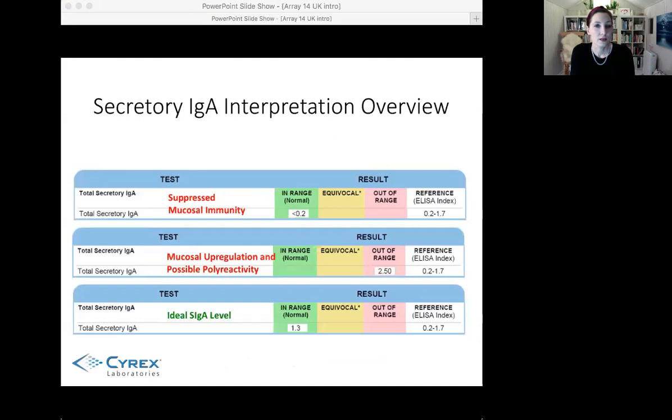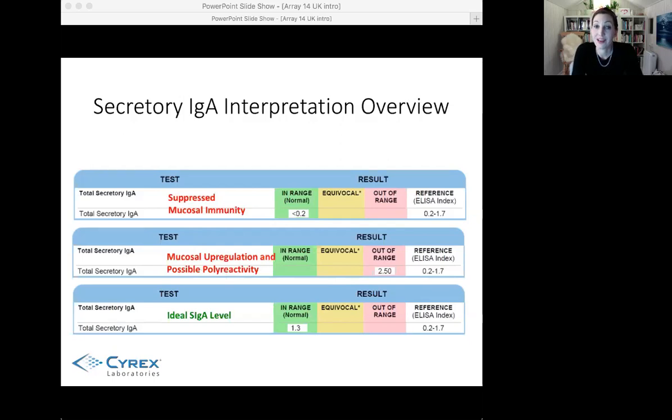So this is what it looks like. The ideal secretory IgA level is going to be, of course, within range. If you see equivocal or out of range, then this is mucosal upregulation, indicating, of course, an inflammatory response that's occurring on the mucosal surfaces. The immune system is fighting something. So this might be, of course, a healthy and appropriate response, but you need to understand why that's happening.